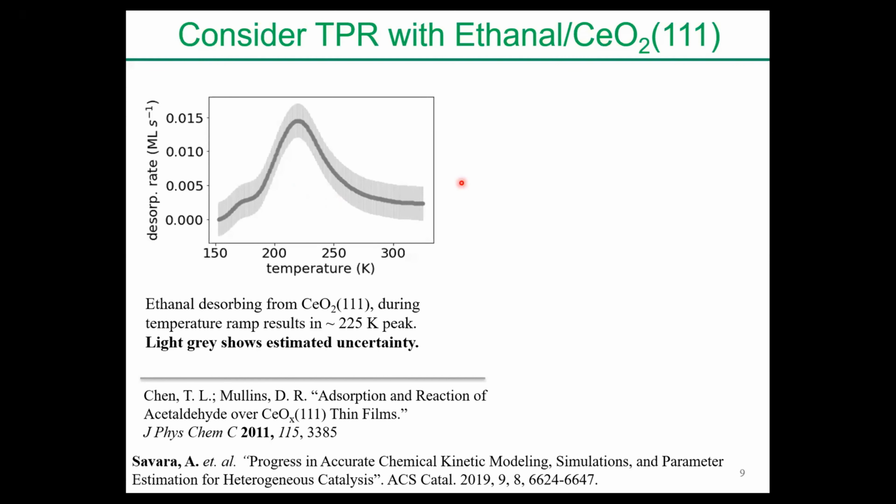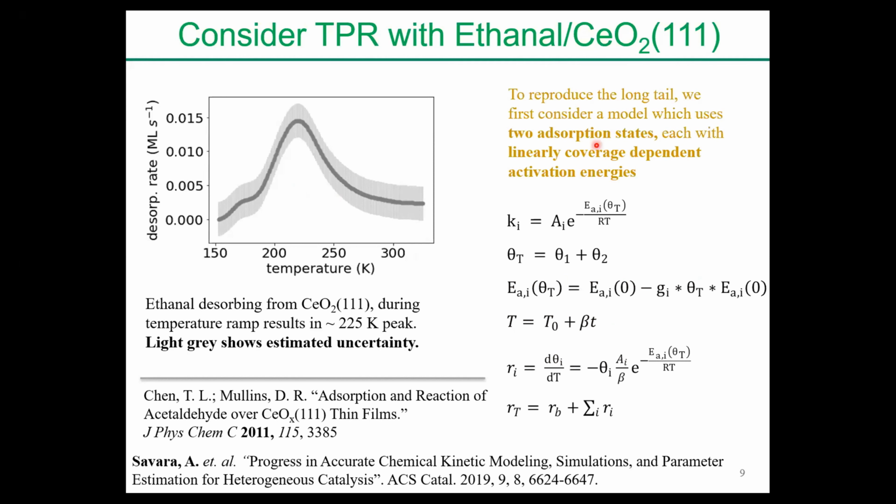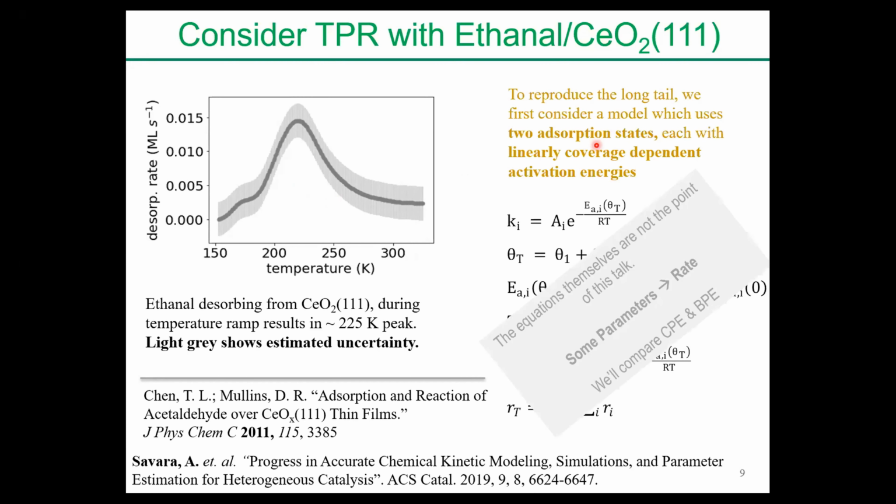Now we're going to look at first a case with two states on the same type of site, where each state has a linearly coverage dependent activation energy. And the equations are not important for this talk. What's important here is you have some parameters and you get a rate. And we're going to compare CPE, conventional parameter estimation, and Bayesian parameter estimation. In this case, we have two activation energies and two pre-exponentials for this particular model.